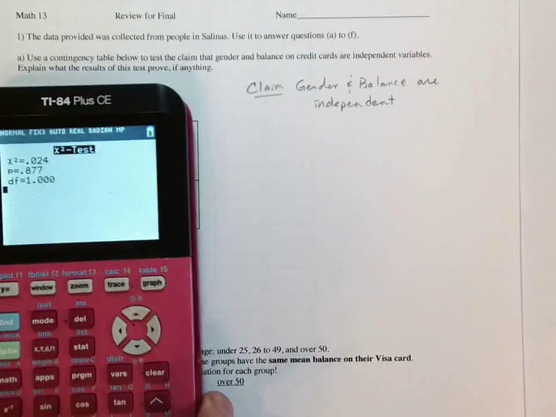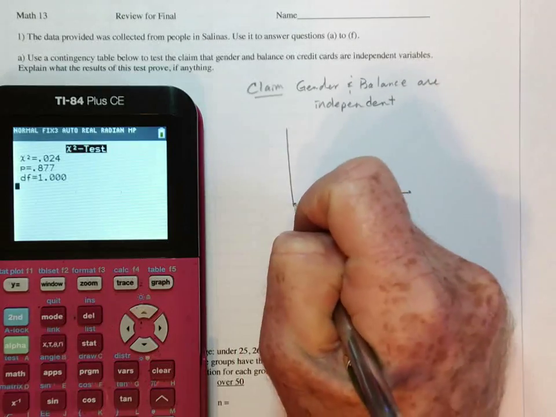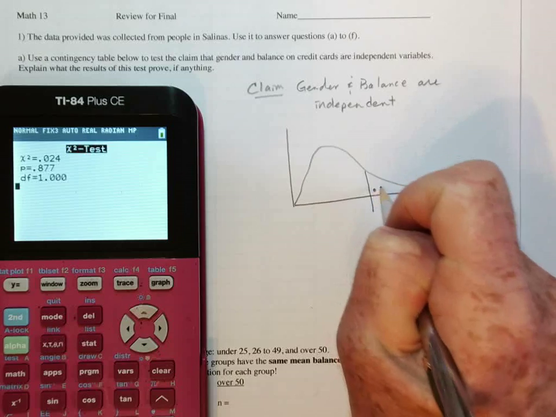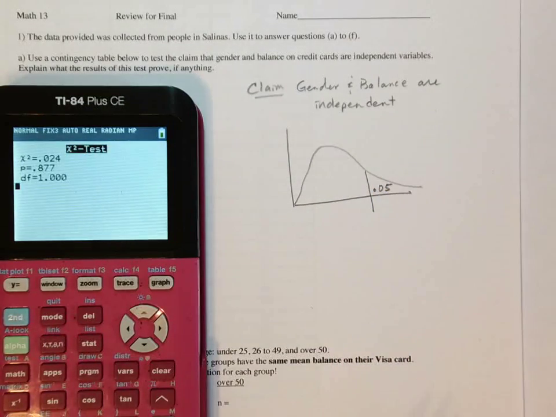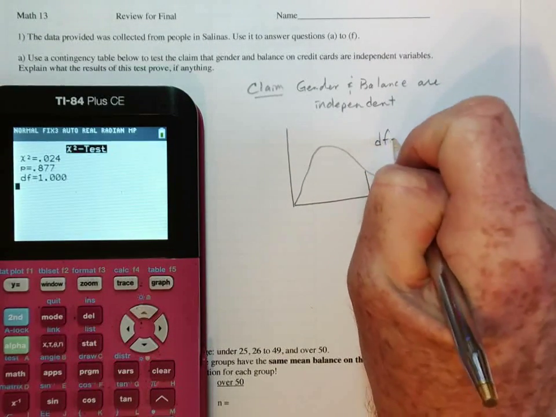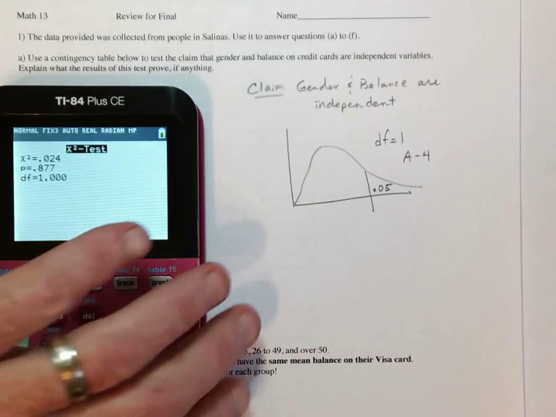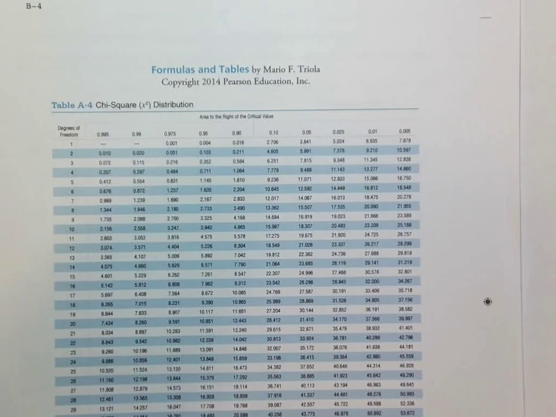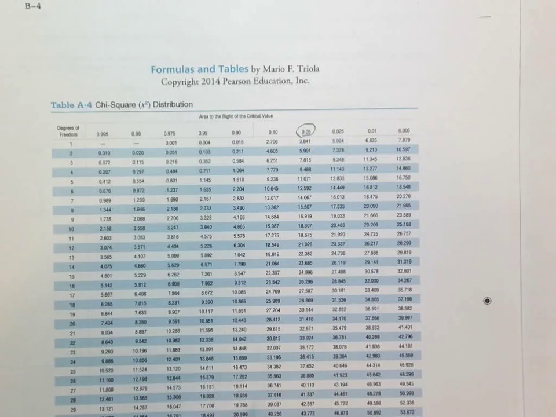So now I'm going to draw a little picture of the chi-squared distribution. This particular test is a right-tailed test only, so we're using 95% level of confidence. That means it's going to be 0.05 on the right, and degrees of freedom is 1. The chi-squared is table A4. So to look up the critical value, this is table A4, and right here is 0.05.